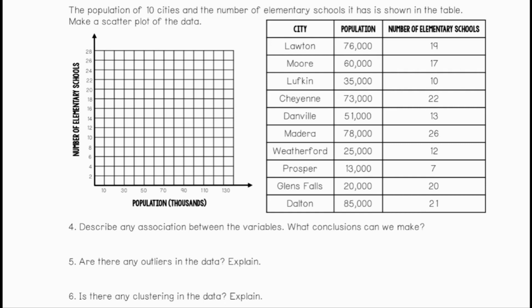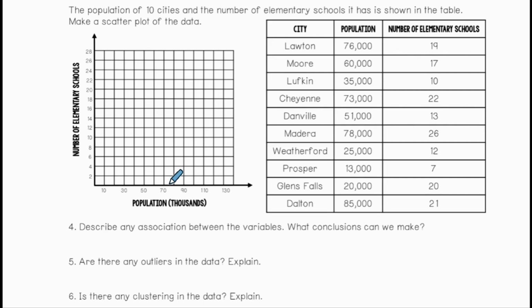Looking at my first coordinate, Lawton, I have 76,000 for the population and 19 for the number of elementary schools. So in between 70 and 90 would be 80. So 76 would be a little bit to the left of 80. I'm going to be as accurate as possible, but I understand that I'm not going to be exactly at 76,000. That's okay. The only way we'll be exact is if we were to create this using a computer program, or if we had enough boxes, which in the majority of our scenarios we will not.